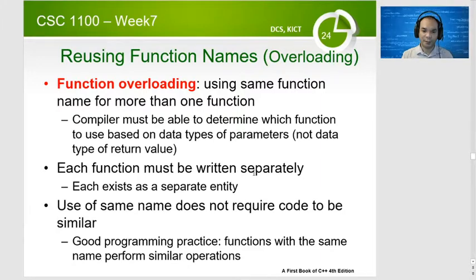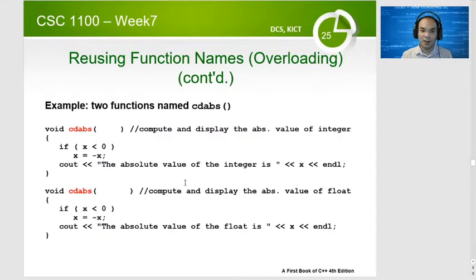So basically when you're doing this, you have to write two functions. Each function must be written separately. Of course, you would then need two different function prototypes as well, because they are two different functions. So here are two similar functions, with the name abs, absolute.